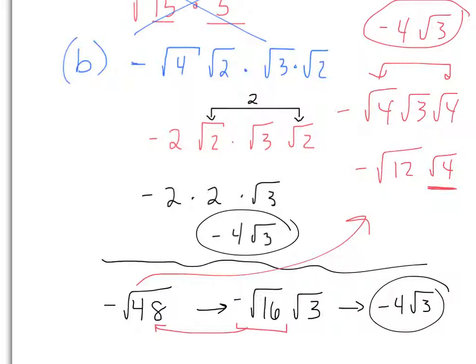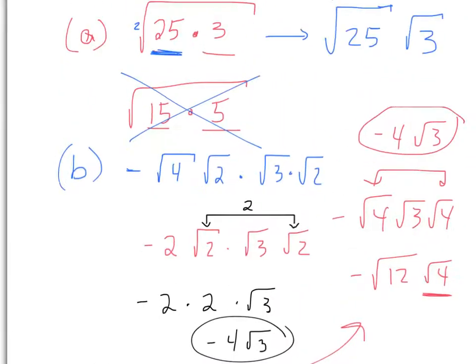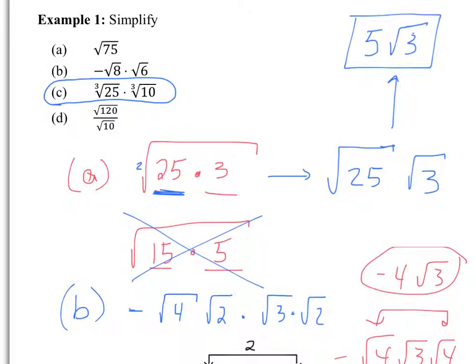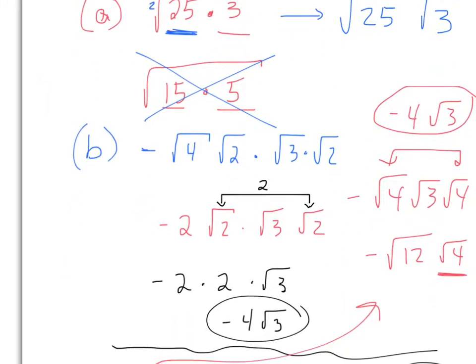So if you ever get to the point where you realize you didn't pick the largest one because you get something else that can be broken further into another perfect square, you want to go back and ask yourself, isn't there a larger perfect square that would work for this problem? Okay? How about part C? Cube root of 25 times cube root of 10.